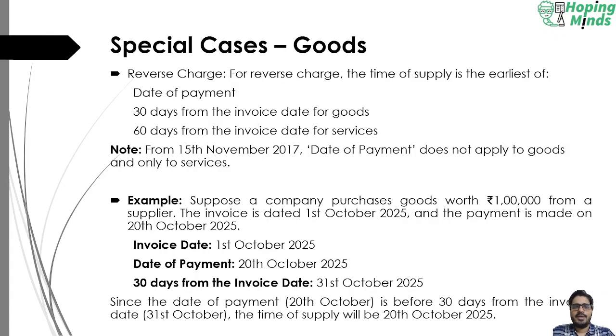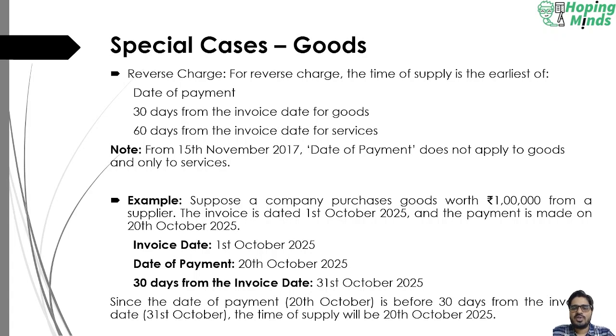So moving ahead, let us take a special case in case of goods, that is reverse charge. For reverse charge, the time of supply is the earliest of date of payment, or 30 days from the invoice date for goods, or 60 days from the invoice date in case of services. So here we will cover only goods. That is from 15 November 2017, the date of payment does not apply to goods and only to services. So date of payment is not relevant in case of goods anymore.